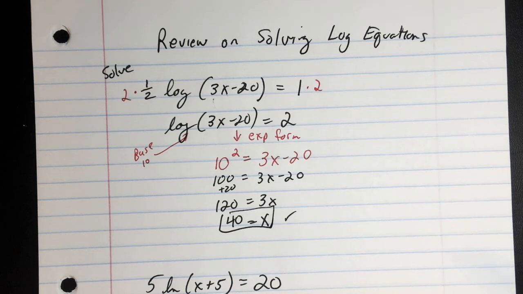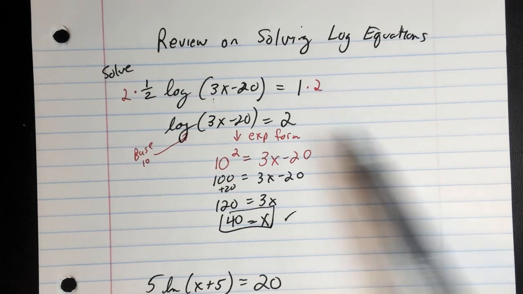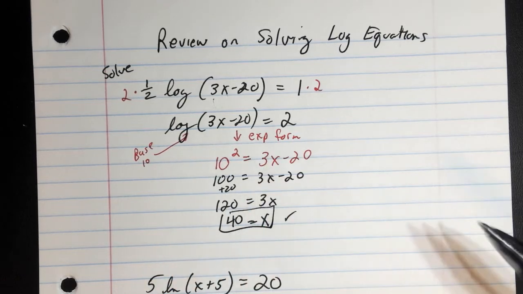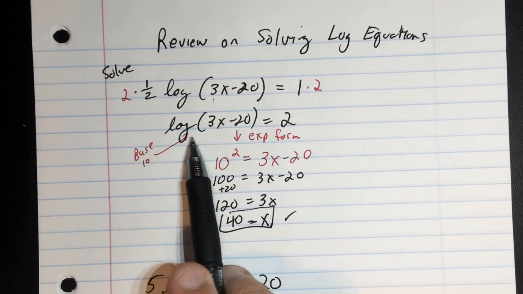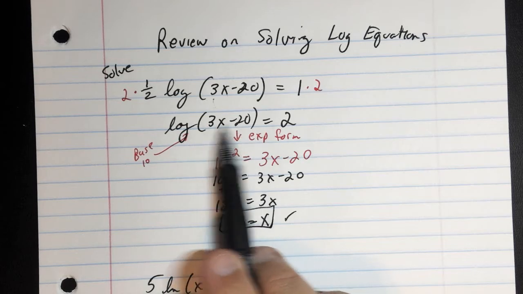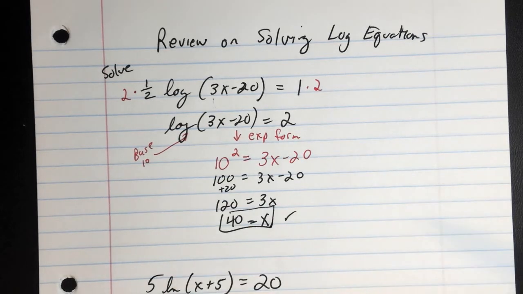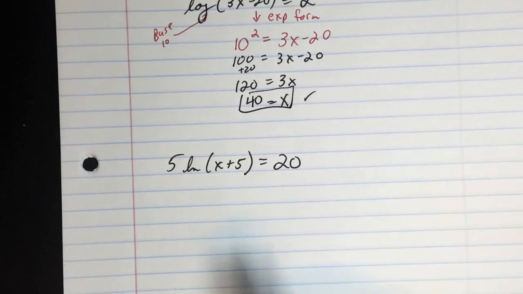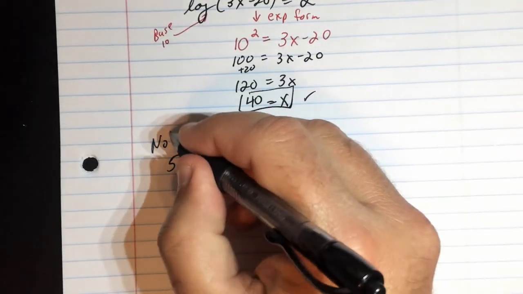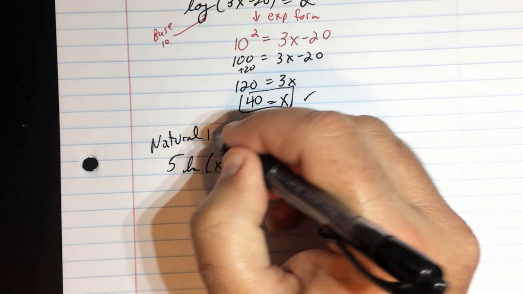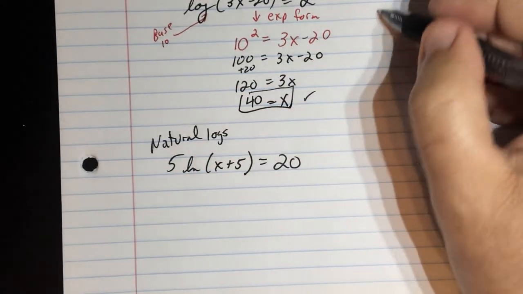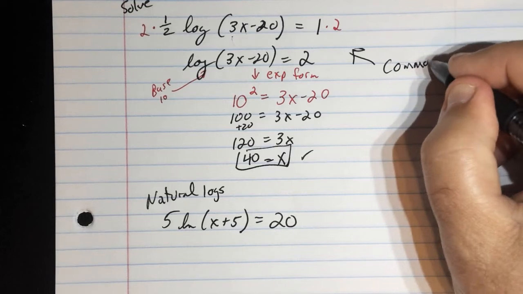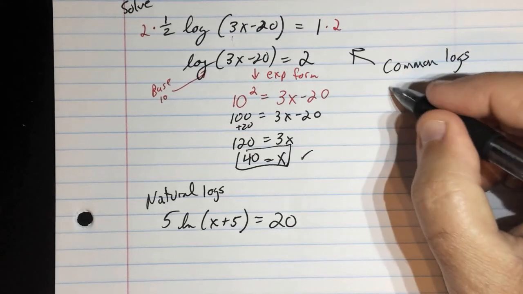So that's basically what we're going to do: we got to get the log isolated, and then change it to exponential form. Base to the exponent, all equal to what's inside the parentheses. Now, you may come across one though as a natural log. Remember, the ones up here were common logs. Common logs are base 10.